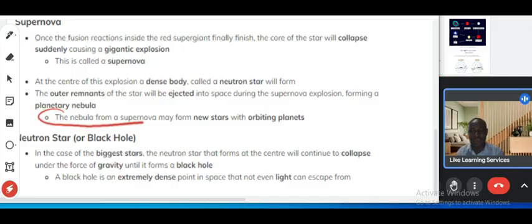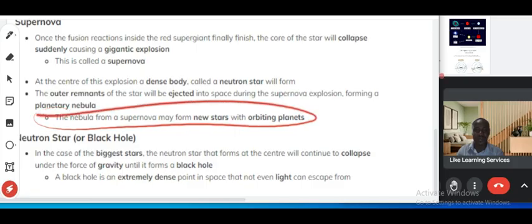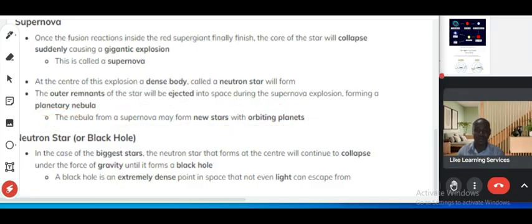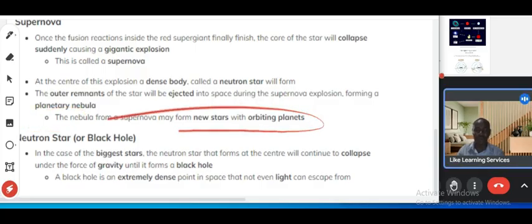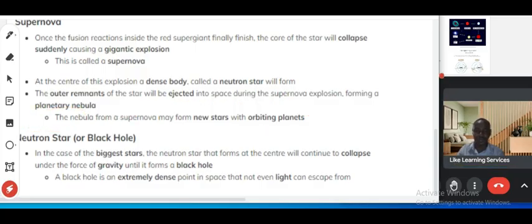It says the nebula from a supernova may form new stars with orbiting planets. Did you read it? Read what I just circled. Please try and stay alert. I need it to be more audible. The nebula from a supernova may form new stars with orbiting planets.